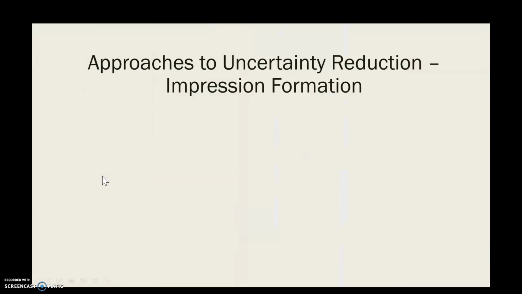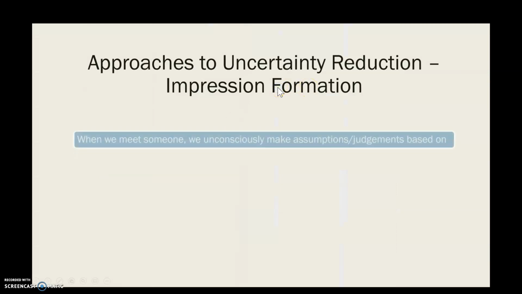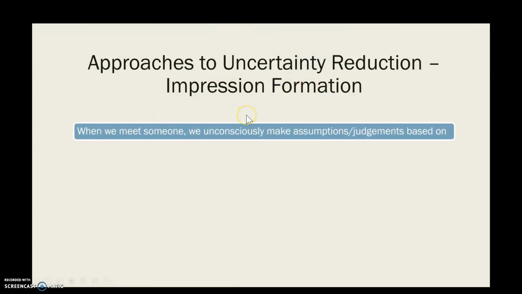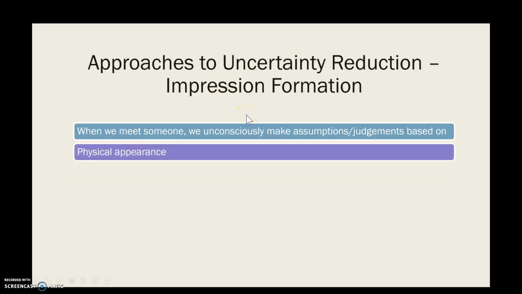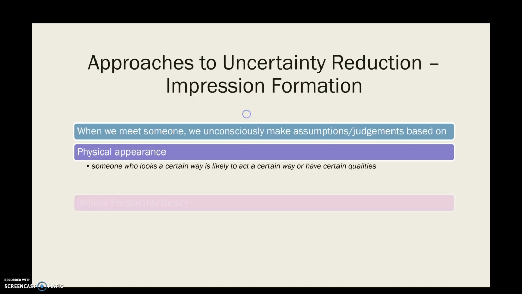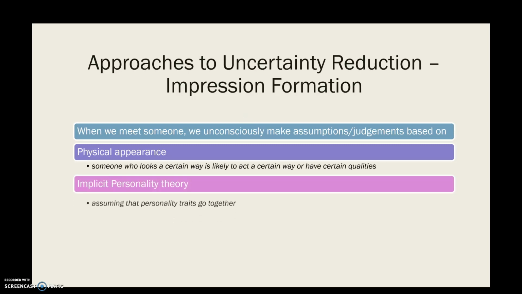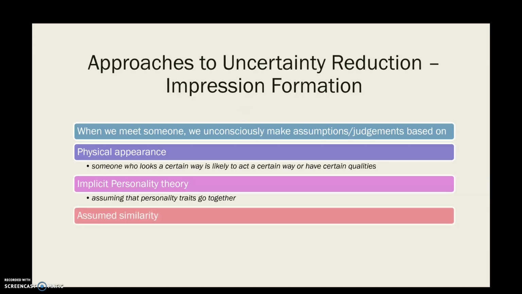So the first type is impression formation. Impression formation says that when we meet someone, we unconsciously make assumptions or judgments on them based on their physical appearance. So someone who looks a certain way is likely to act a certain way or have certain qualities. Implicit personality theory says that certain personality traits go together. Someone who's kind is generous. Or assumed similarity, assuming that that person is like you.